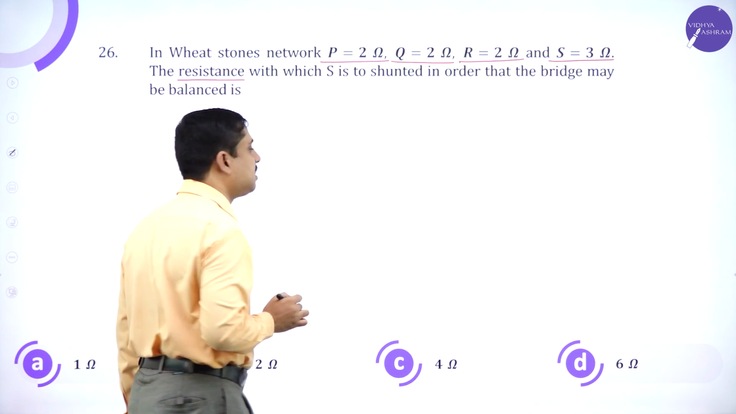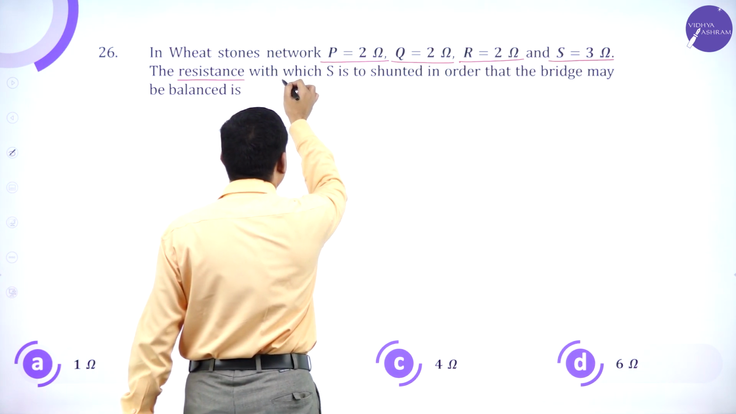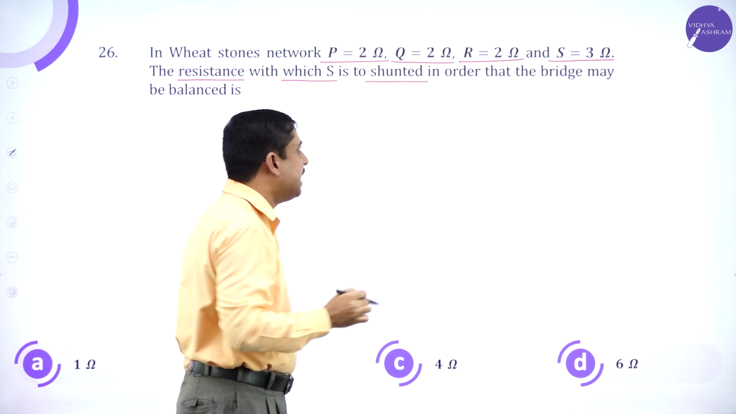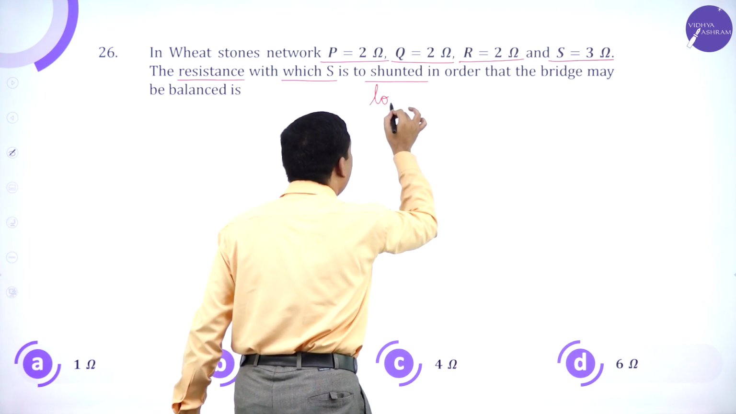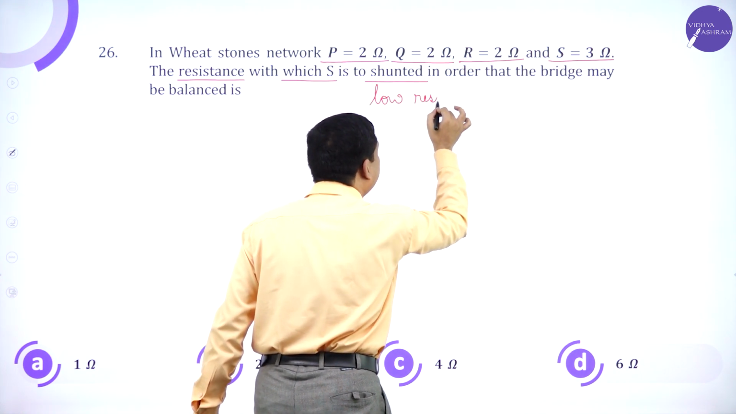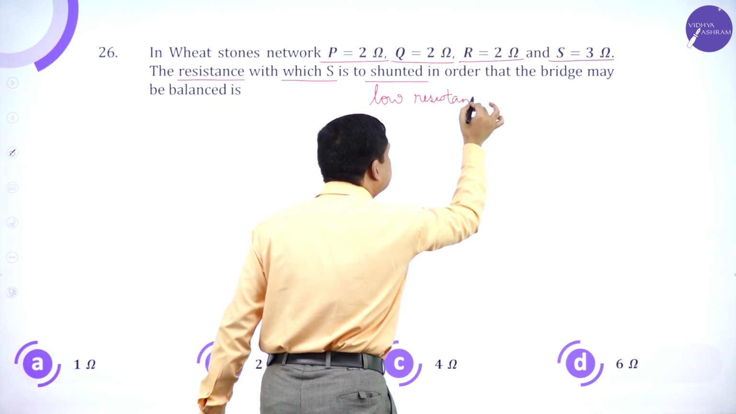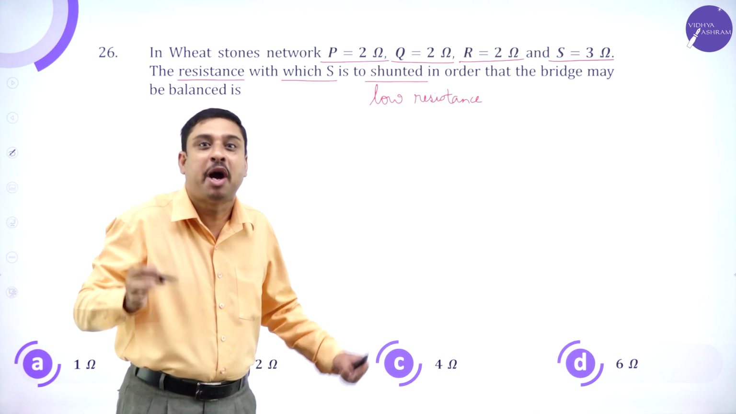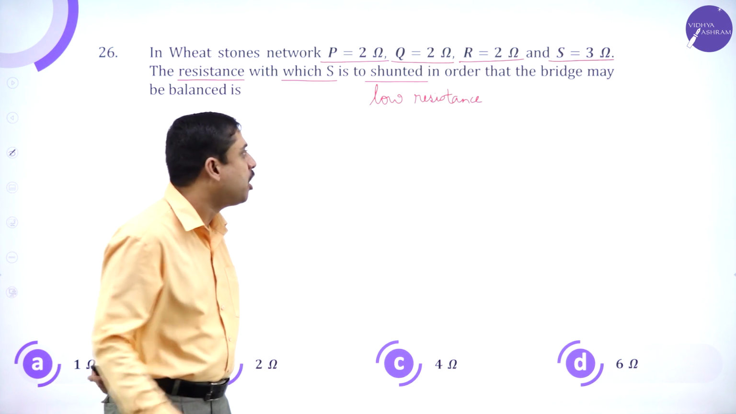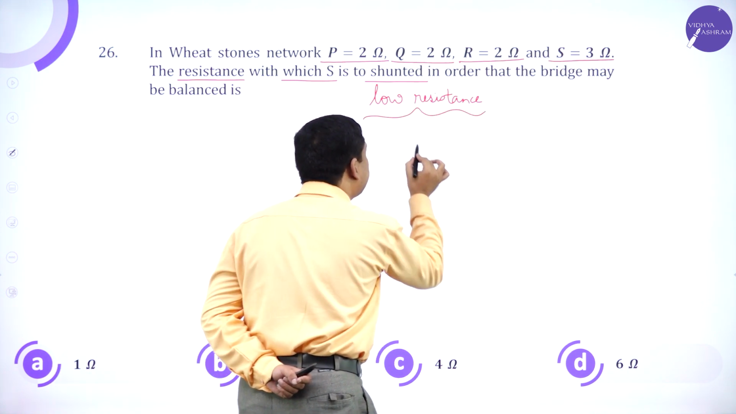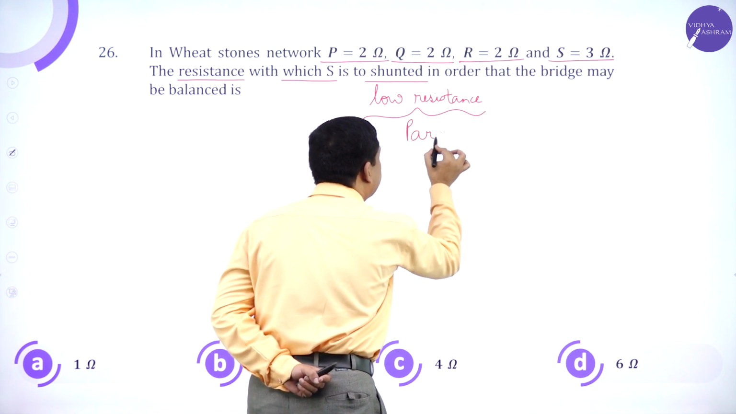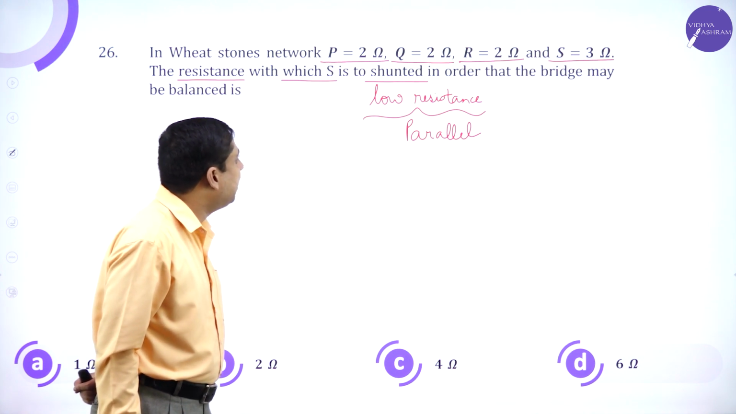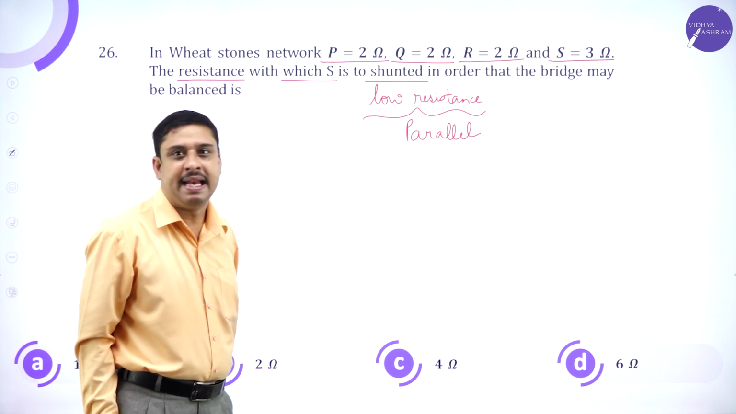The resistance with which S has to be shunted. What does shunted mean? Low resistance. So shunt resistance is always low resistance. Shunting means reducing the resistance. How can I lower the resistance? Connect 2 resistors in parallel. Shunted in order the bridge may be balanced.